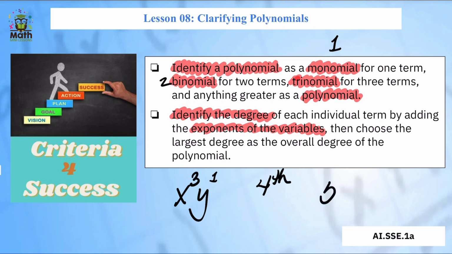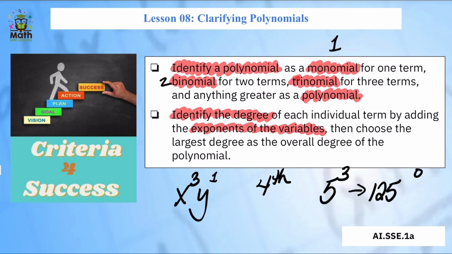But if I have something like 5 to the third, there's no variable over here, so the degree is 0. Why, you may ask? Well, 5 times 5 times 5 is 125, which would be 125 with an exponent of just nothing. There's no exponent, so there's nothing there. It's a 0.